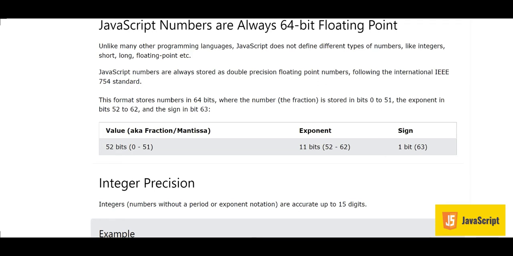And this format stores numbers in 64 bits. So whenever you define a number, 64 bits are assigned to your number, where the fraction is stored in bits 0 to 51. These 52 bits are used to store the value, or fraction, and then bits 52 to 62 are used to store the exponent, and the last bit, 63, is used to store the sign.